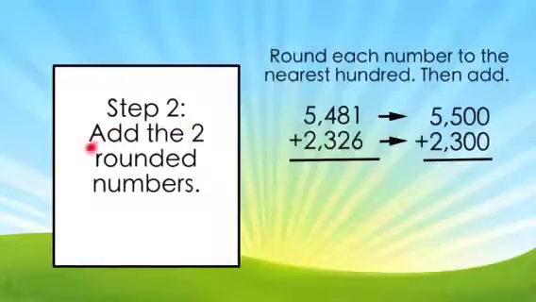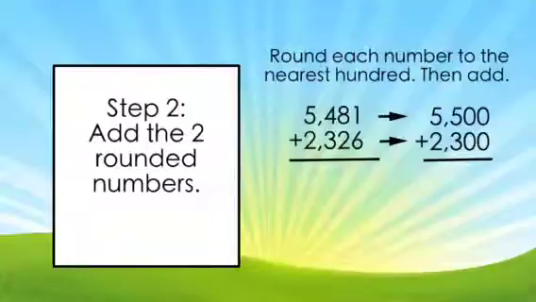Step 2 is we're going to add the 2 rounded numbers. Now if we're trying to subtract or find the difference, instead of adding the 2 rounded numbers, we would subtract. But right now we're doing an addition problem, as you can see, so we're going to add. So we've already rounded, that was step 1, and now we're going to add.